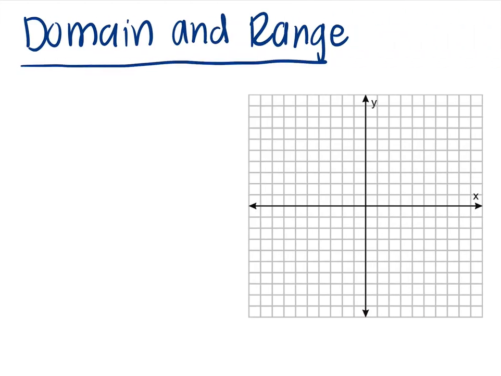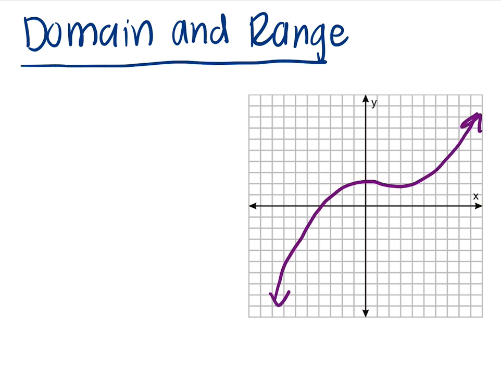Now, we're going to draw two different graphs, so you're going to need two different colors. If you don't have two different colors, now would be a good time to pause the video and grab two different colors. So the first graph that I'm going to draw is a continuous function with some unique properties.